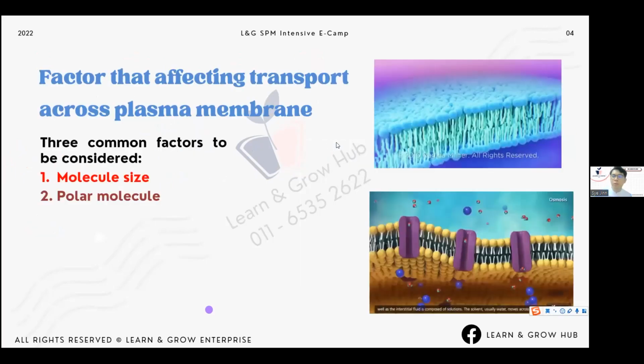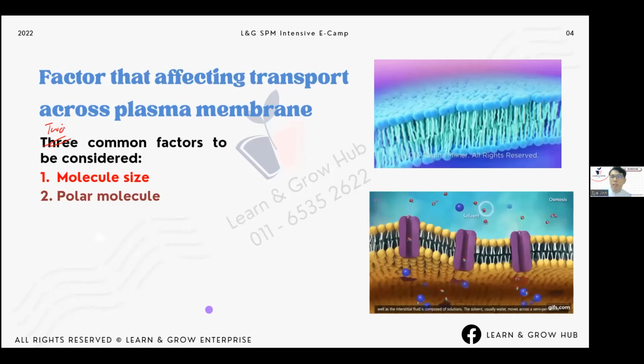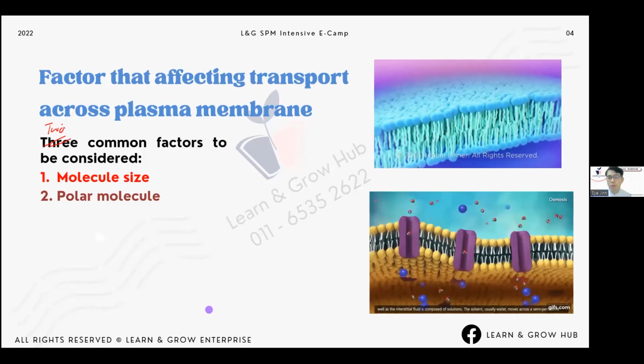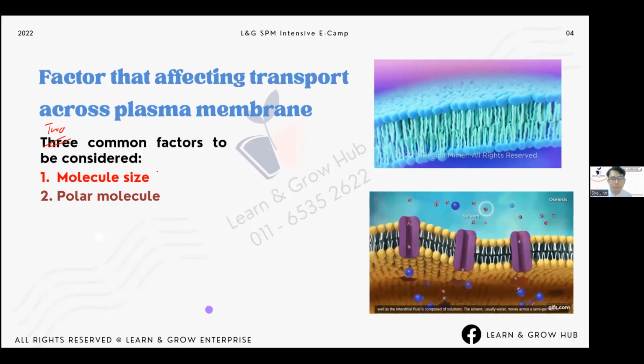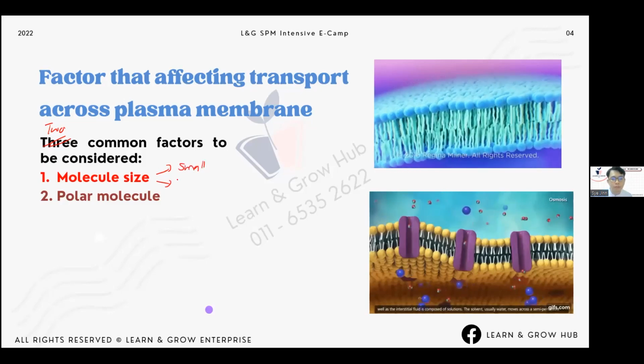Next, we want to talk about the factors affecting transport across the plasma membrane. There are some factors that can affect it. Sorry, it's not 3, it's a typo here; I only want to put 2. In SPM, my tip is that there are only 2 factors to determine. The first one is size. Size is very straightforward: it's either small or big.